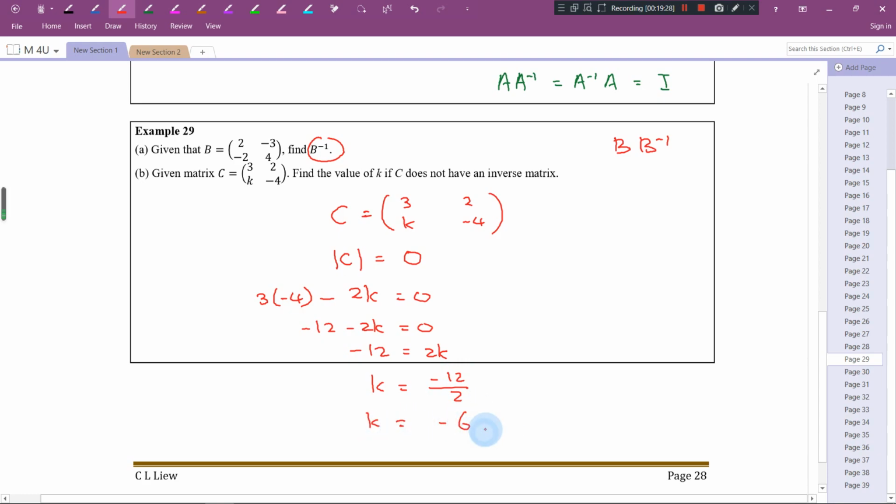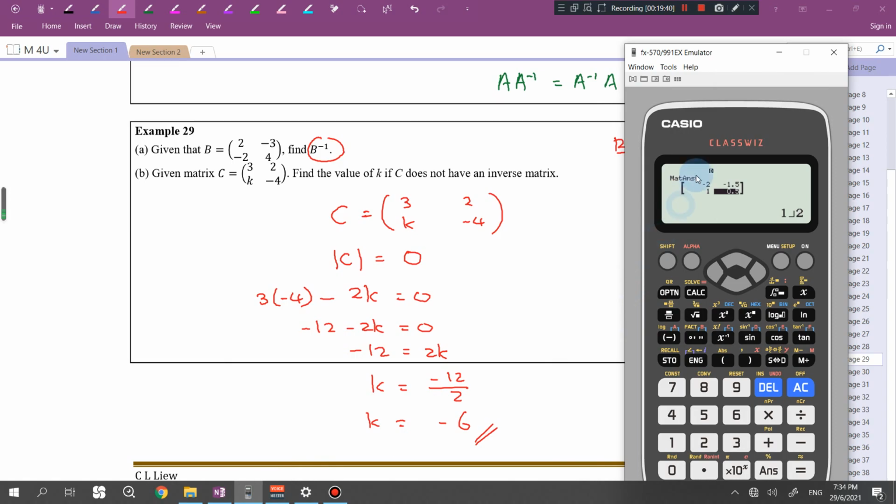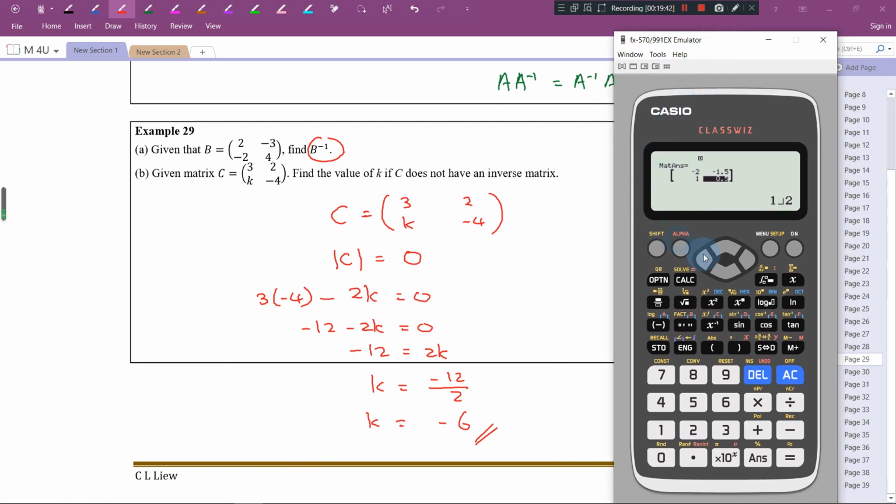Okay, let me check whether my answer is correct. Okay, correct. So K is equal to negative 6. If you want to check by using your calculator, you can do it this way. If you want to edit the matrix A that you have just keyed in, you can press Option, then go to Edit Matrix. If you want to make this matrix B, also can. Here I just show you how to edit a matrix.